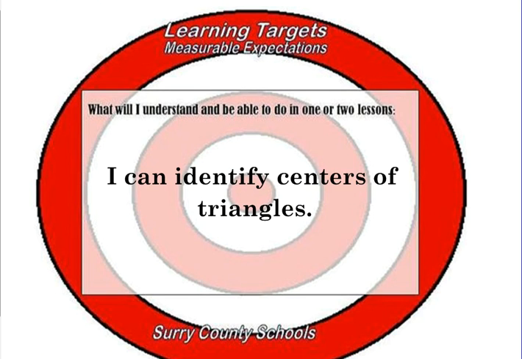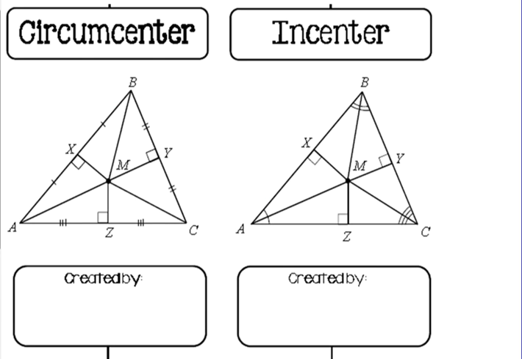Okay, so centers of triangles, you've got them right there on your paper. They have some weird looking names, right? Circumcenter, incenter, and centroid. So we've got two that start with a C and one that starts with an I. First of all, let's look at what we call the circumcenter.